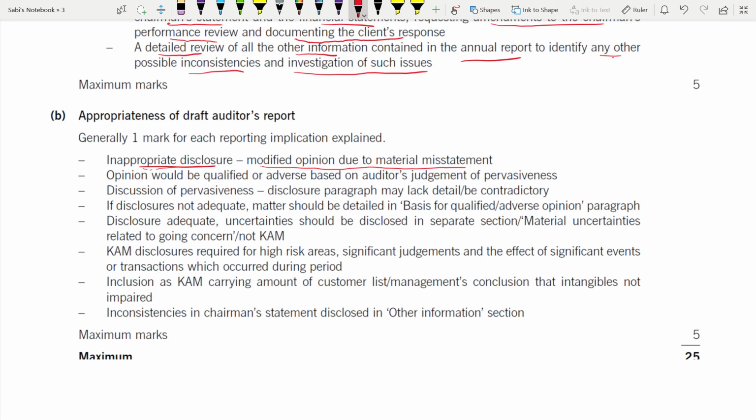Second, what should be the correct opinion then? Opinion would be qualified or adverse based on the auditor's judgment of pervasiveness. You need to discuss that. For example, the disclosure paragraph may lack the detail. When you're disclosing it, the detail might be lacking there.